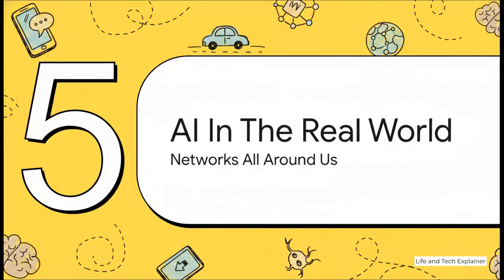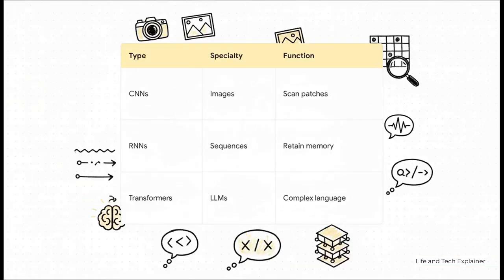Finally, step 5, AI in the real world. Now, neural networks aren't just one giant monolith. They actually come in specialized types. First up, we have CNNs, or convolutional neural networks. Their specialty is images. They scan tiny patches of a photo to detect edges, textures, and objects.